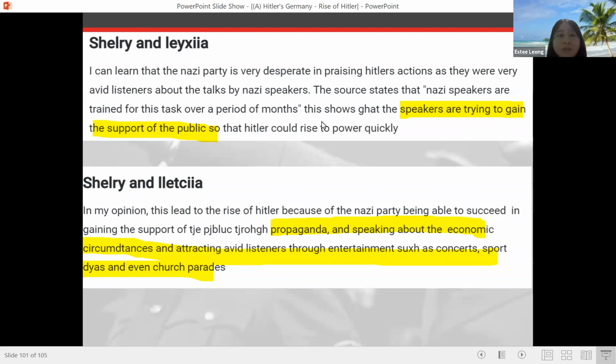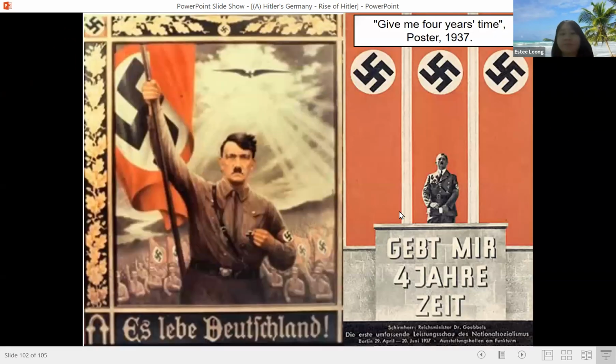Their influences: the Nazi party was very desperate in praising Hitler's actions. They were trying to gain the support of the public so that Hitler could rise to power quickly, by the organized force. They're very prepared, and they were able to gain the support of the public through propaganda, speaking about economic circumstances and using everyday entertainment such as concerts, sports days, even church parades, to gain the support of the people for the Nazi party.